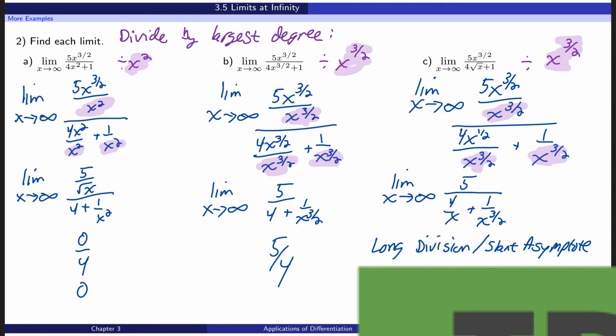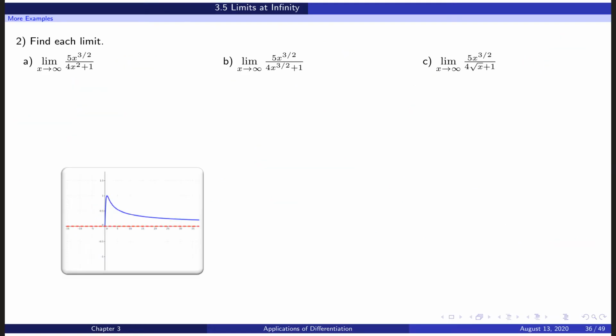The next three screens will show pictures of these three plots. The first answer was 0, the second answer was 5/4, and the final answer was a slant asymptote in the shape of, I believe, a linear function. We look at that plot. Here's the answer to the first one.